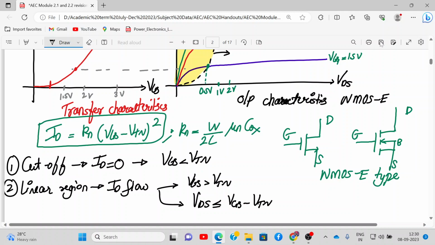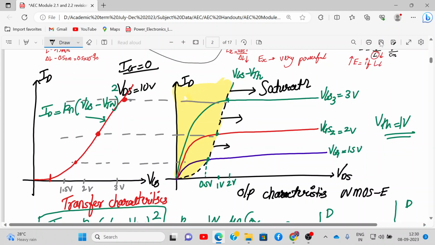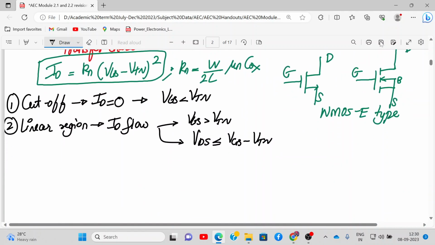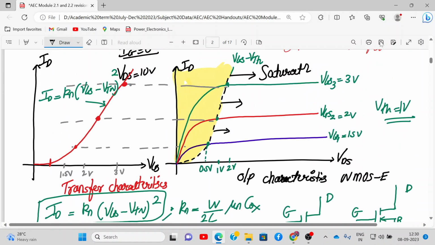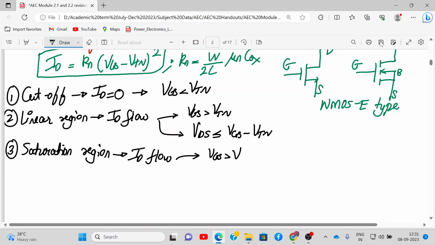So VGS minus VTN is what? If VTN is 1 volt, VGS is 1.5, this will be 1.5 minus 1. So VDS has to be less than or equal to 0.5. Matlab, I am saying the left hand side of this curve is my linear region. And if this is above, MOSFET will be in saturation region. In that case, ID saturates, so ID flows. And the two conditions are VGS has to be greater than VTN and VDS has to be greater than VGS minus VTN. So these are the conditions.